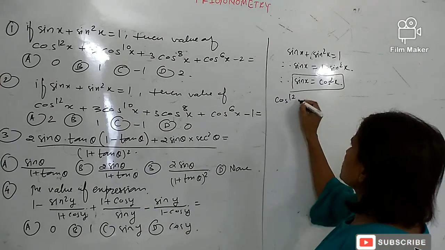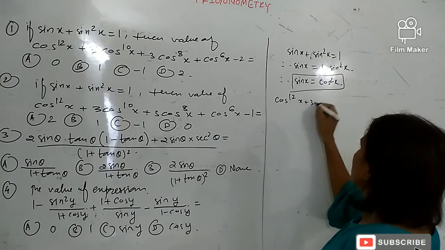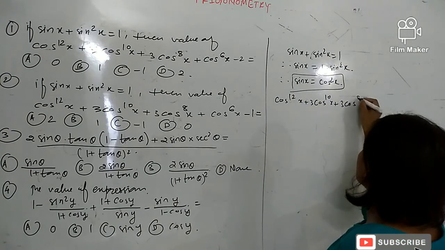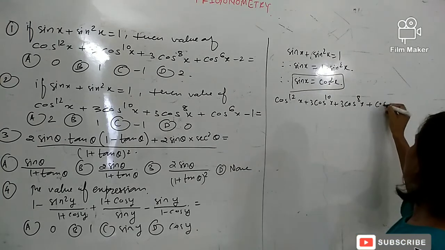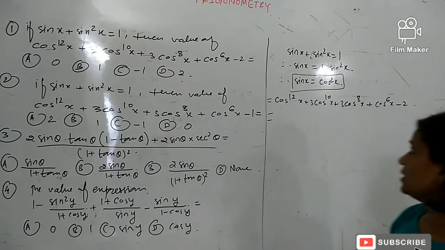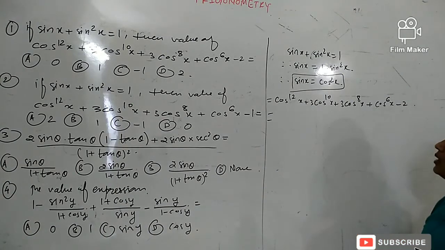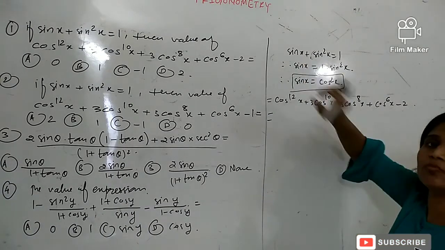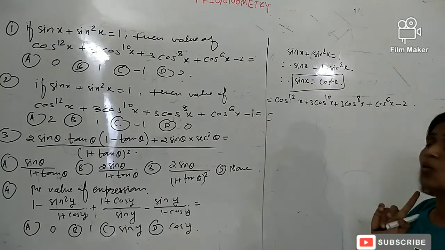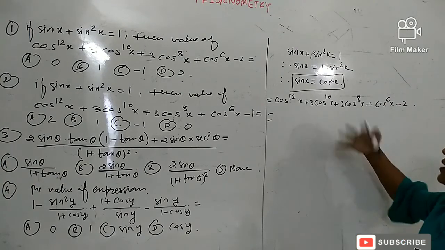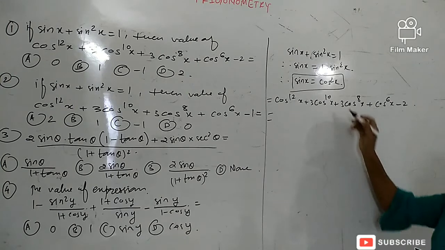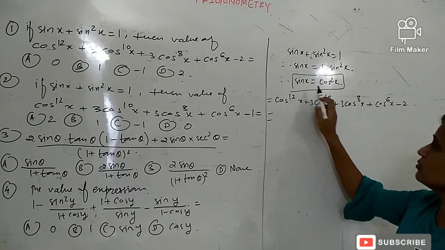So this is cos to the power 12x plus 3 cos to the power 10x plus 3 cos to the power 8x plus cos to the power 6x minus 2. We have to find the value of this. I have only one value, that sin x plus sin square x, this sum is 1. So I have to write the whole cos expression in terms of sine. How can I write? I have one value, that cos square x is equal to sin x.